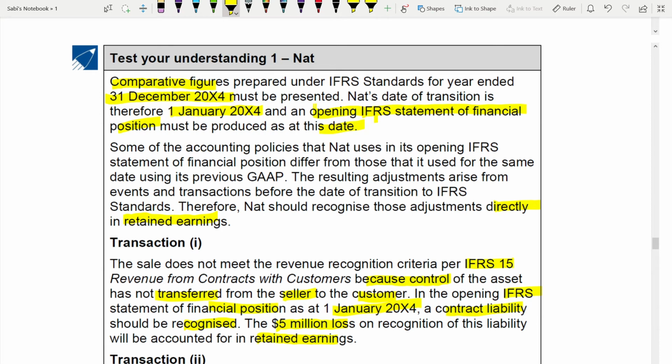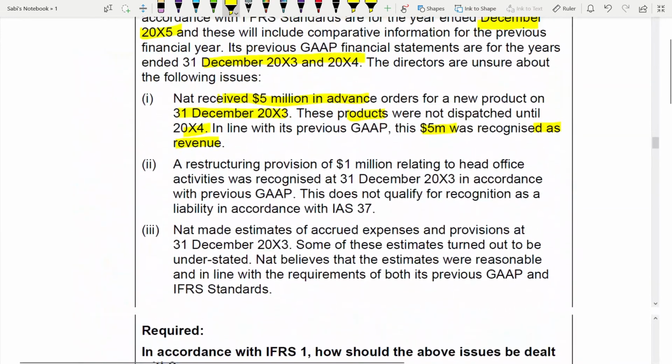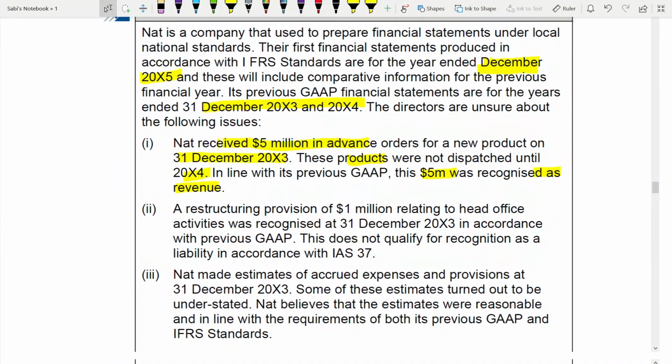Because earlier you have recognized revenue, now it's not revenue anymore, it is contract liability. Therefore, it's a loss now when you recognize a liability. So this will go in retained earnings. Okay, so you definitely need to go through IFRS 15 if you still didn't understand why, to know more about this contract liability and all. Because if you see here, the products were not dispatched until 2004. That means the control didn't pass to the customer. It was still there, so you cannot recognize revenue.